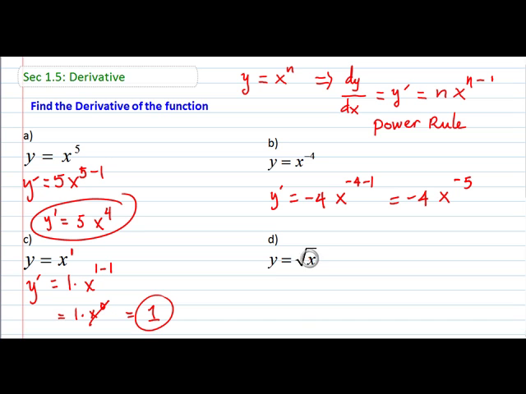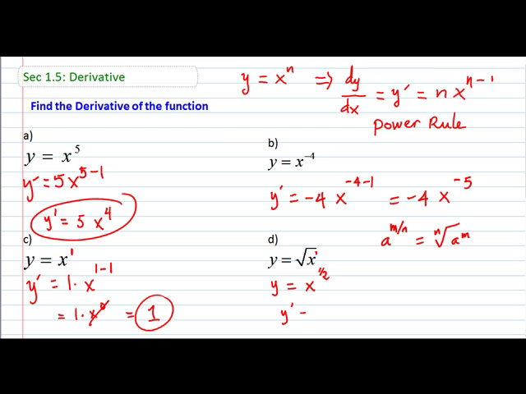Part D, I have y equal to the square root of x. This is not written in terms of something to a power, so we have to rewrite this. Recall that a to the m over n is equal to the n-th root of a to the m. In this case, I have 1 here, and this is a 2. The standard square root means I have 2 there. So I can rewrite this as x to the 1/2.